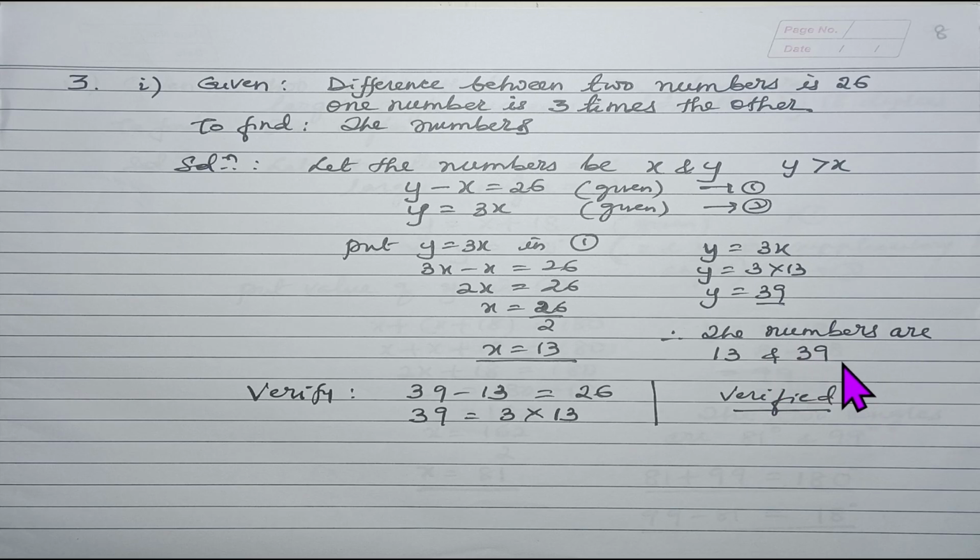So we can very well verify it. That is 39 minus 13, the difference of two numbers, is 26. One number is 39, the other number is 13, the difference is 26. And also one number is 3 times the other. Naturally, 39 is 3 into 13, which is 3 times the other number. So that is a 100% correct answer, and also verified.